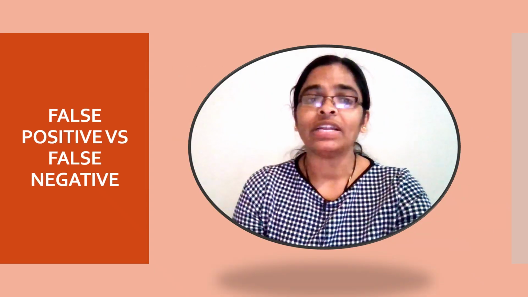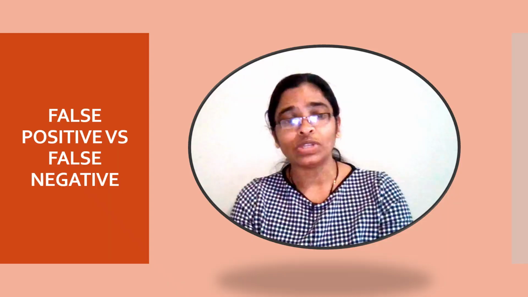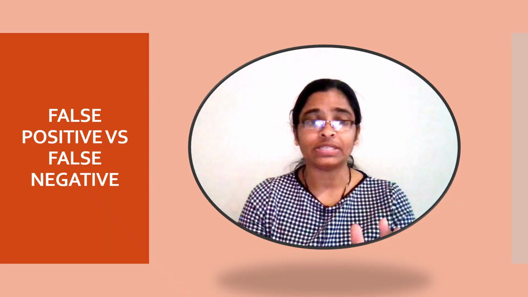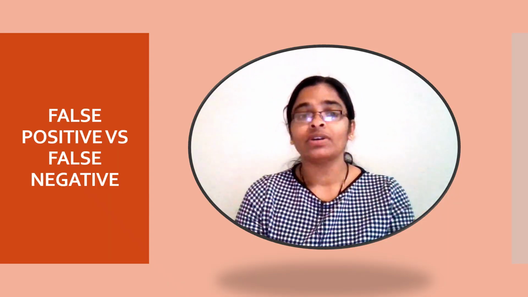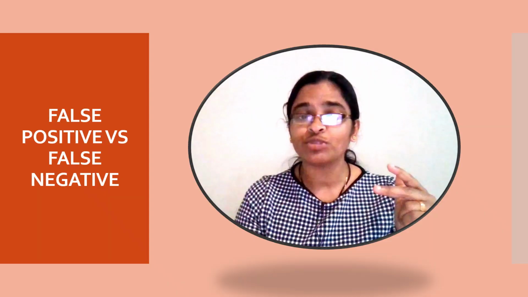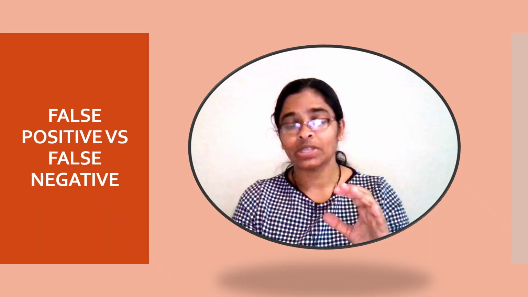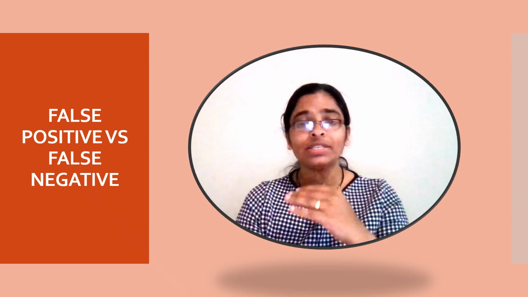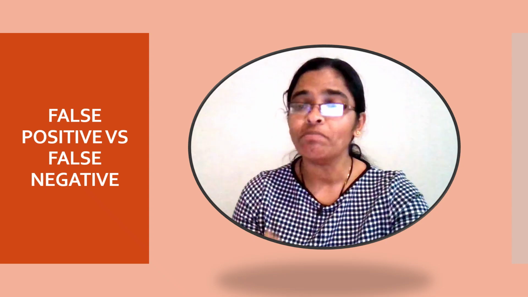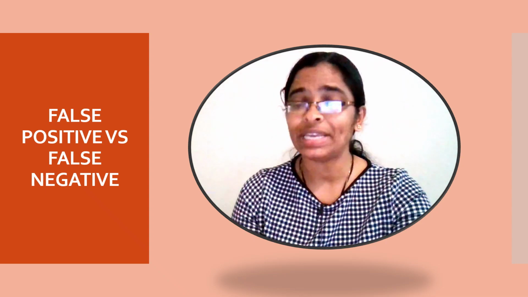It's important that we understand false positive and false negative. So let's summarize. Type 1 error related to false positive, you think something exists, but it doesn't. Type 2 error related to false negative, you miss something which actually exists.